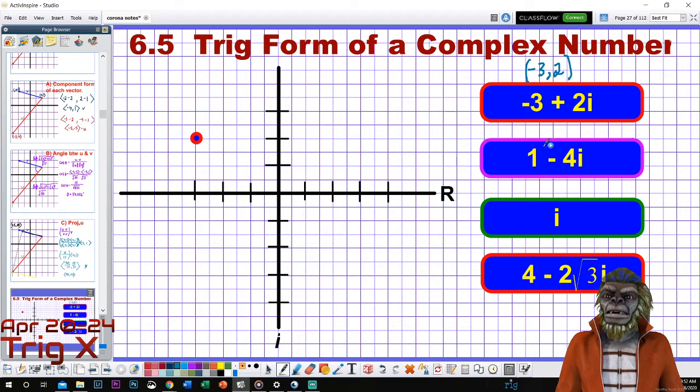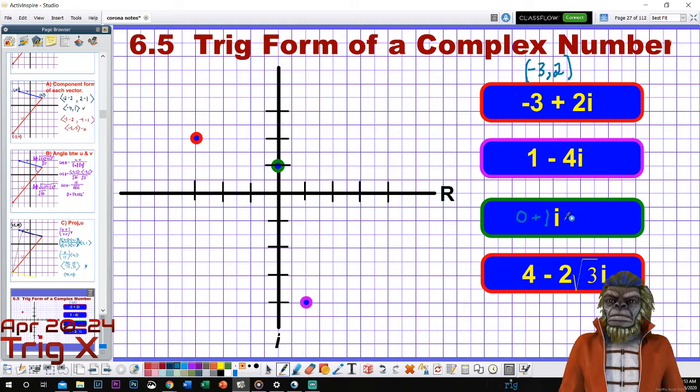Alright, so for this one, you should have said it was the point (1, -4), that's there. This one is a little bit trickier. However, there is no real number, so I could put 0 plus, and then there's just one i there, so if you want to put 1, that's okay. So that's going to be the same as the point (0, 1), which is right there.